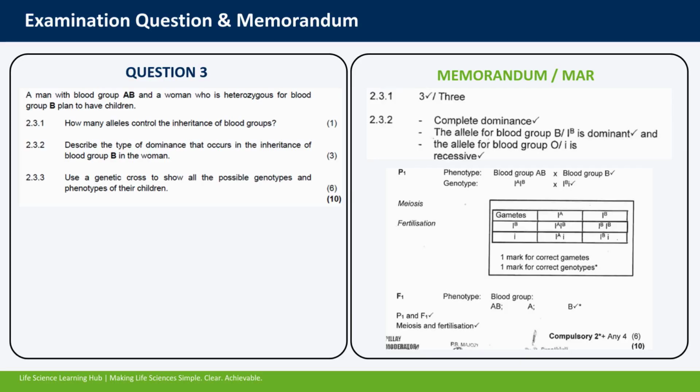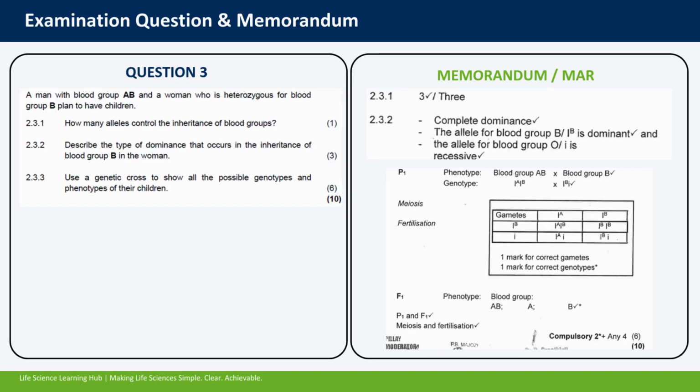The first question says, let's quickly read. A man with blood group AB and a woman who is heterozygous for blood group B plan to have children. The first question says, how many alleles control the inheritance of blood groups? Do you see? Now they're asking for alleles, not genes, so we know that the answer here is 3.